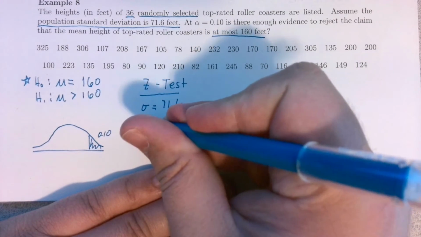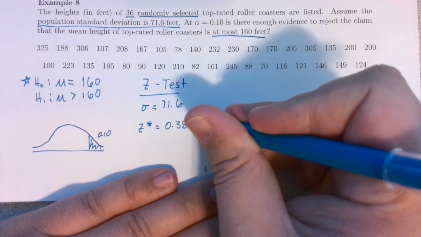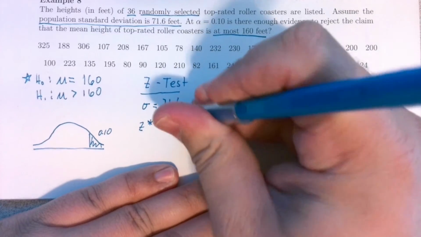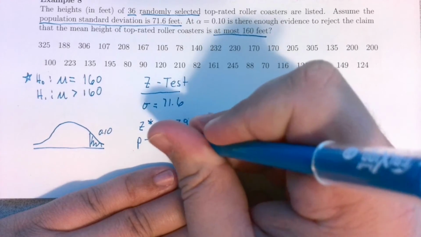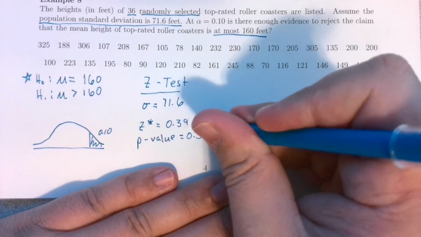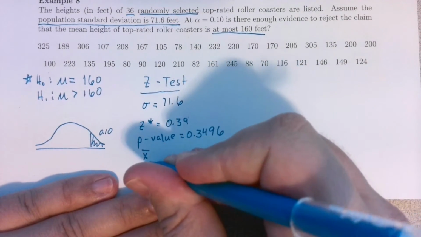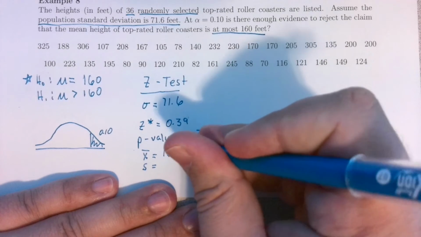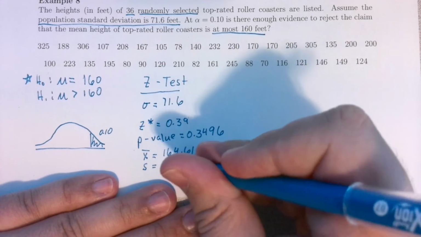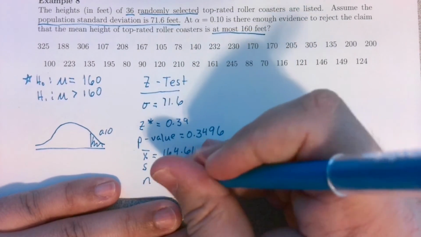Now I'm getting a test statistic of 0.38 or 0.39 positive. P-value of 0.3496. And then I do want you to write down what it calculated for X bar and S, just so I can correct your work more fully. So X bar is 164.61, S is 67.08. Oh, n as well. n was 36.